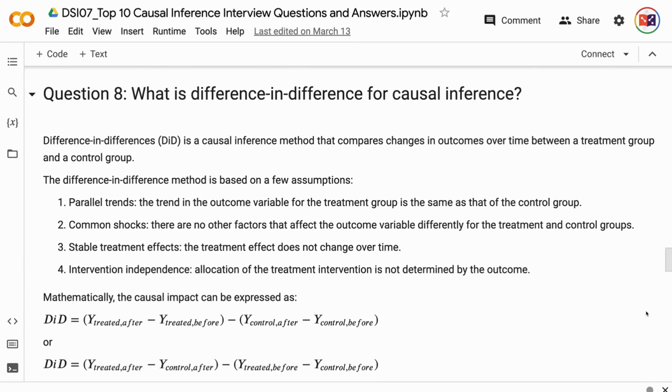Question 8. What is difference in difference for causal inference? Difference in differences is a causal inference method that compares changes in outcomes over time between a treatment group and a control group. The difference in difference method is based on a few assumptions.